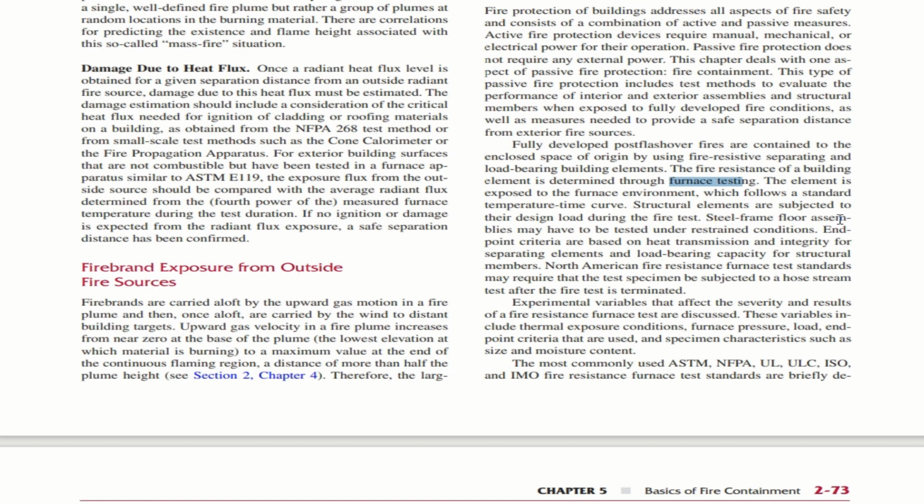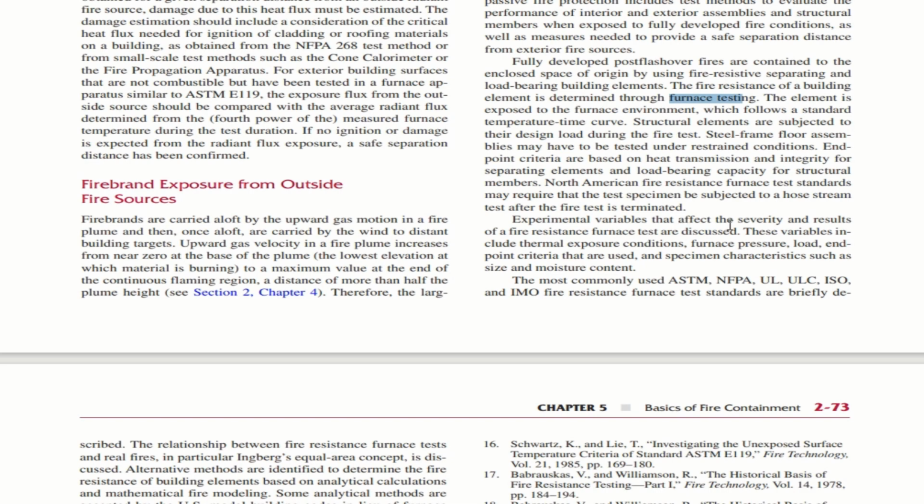Steel frame floor assemblies may have to be tested under restrained conditions. Endpoint criteria are based on heat transmission and integrity for separating elements and load-bearing capacity for structural members. North American fire resistance furnace test standards may require that the test specimen be subjected to a hose stream test after the fire test is terminated. Experimental variables that affect the severity and results of a fire resistance furnace test are discussed.